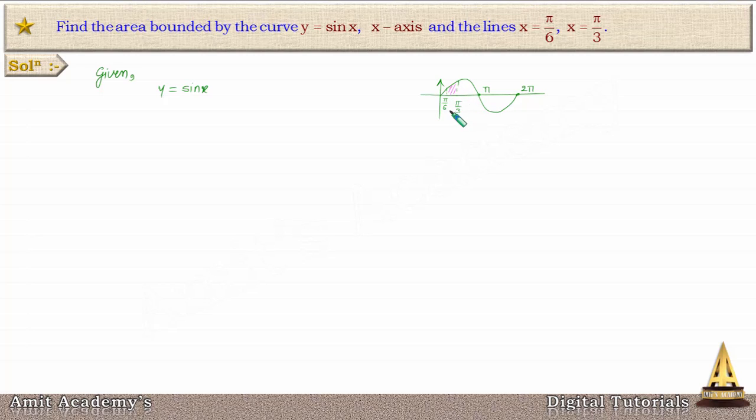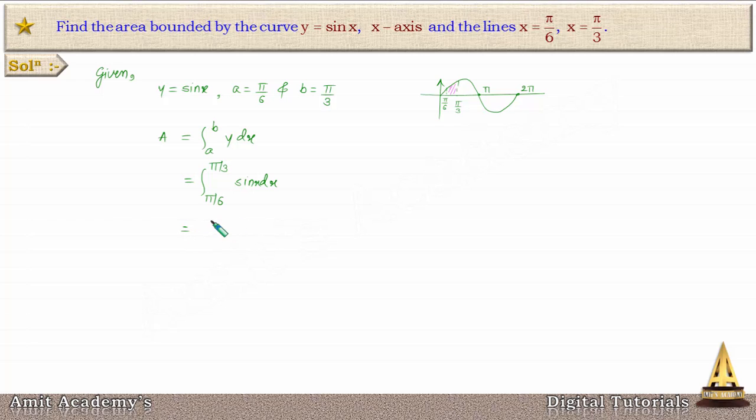So, for finding this much of area, the value of A will be pi by 6, and the value of B will be pi by 3. Therefore, A is equal to pi by 6 and B is equal to pi by 3. And for finding this area, the formula will be A is equal to integration from A to B y dx. So, is equal to integration from pi by 6 to pi by 3, y is sine x dx.